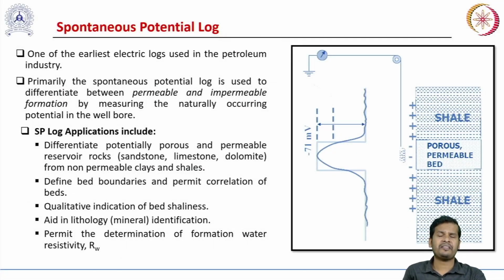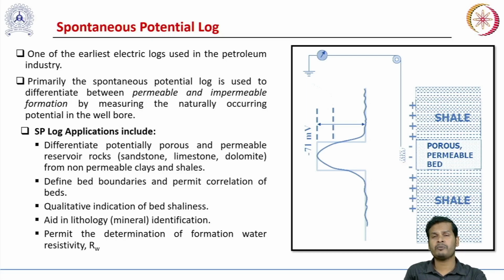Now, another electrical log is the spontaneous potential log. Earlier, resistivity log data was used to calculate the formation resistivity. Now, the spontaneous potential log is used to measure the naturally occurring potential inside the wellbore. A potential always exists inside the wellbore and current flows alongside the wellbore wall. So, we are going to measure this naturally occurring wellbore potential.